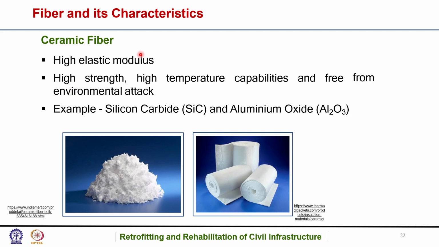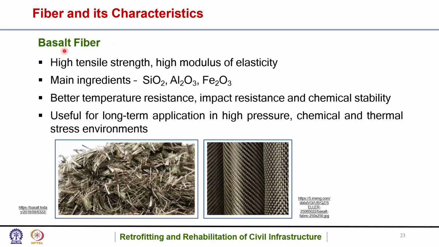Next comes the ceramic fiber. They have high elastic modulus, high strength, high temperature capabilities, and are free from environmental attack. The examples are silicon carbide (SiC) and aluminum oxide (Al2O3). So these are the examples of ceramic fibers.